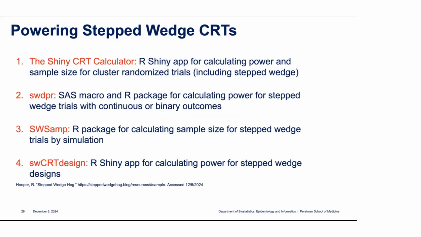So there are a lot of calculators that you can find in order to power a stepped wedge trial. The one that I've used is the first one on this list, which is the R-Shiny app for cluster randomized trials generally, but I often go to it when I'm trying to power a stepped wedge trial. And these are some others that I saw listed on the website Stepped Wedge Hog, which is a resource for individuals who are interested in conducting stepped wedge trials.